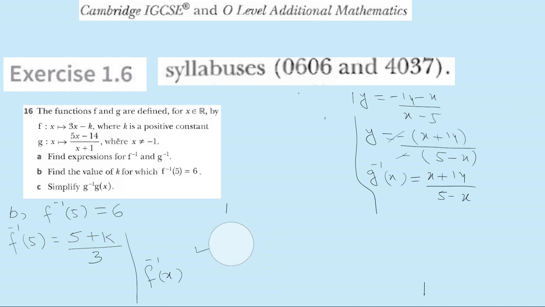Now I will rub this. The work has been done for this f inverse. Now f inverse of 5 is given as 6. So put 6 over here: (5 plus k) over 3.